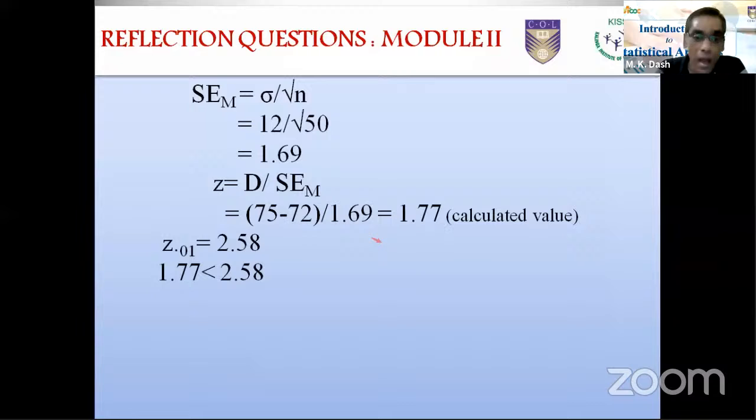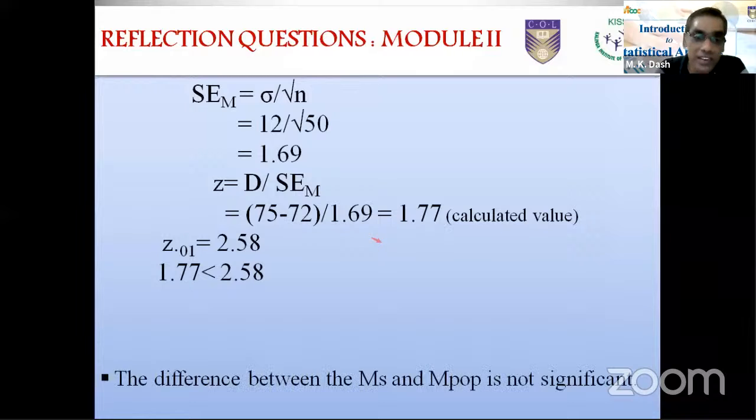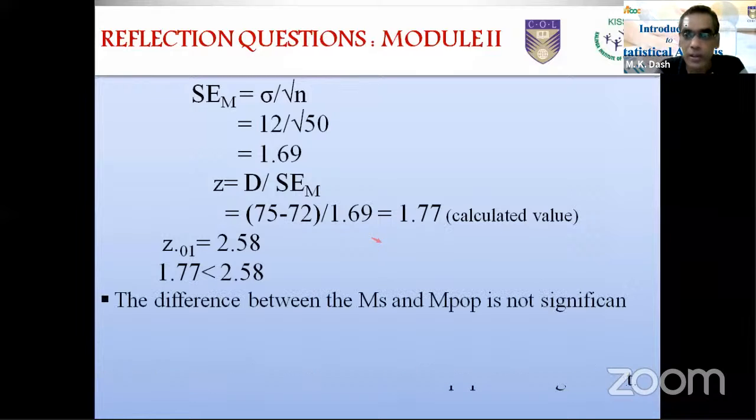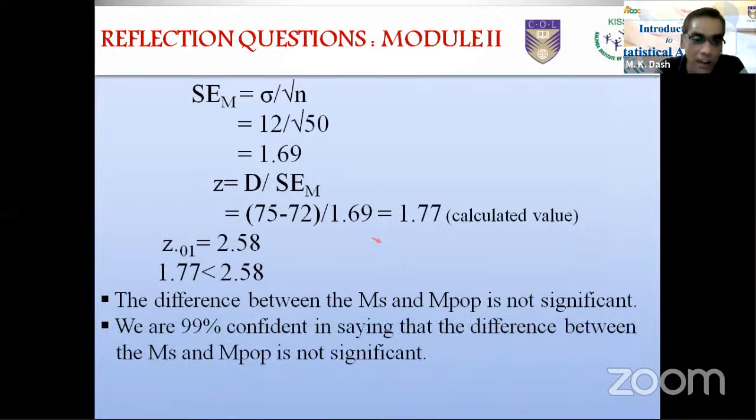Anyway, now see, our calculated value is less than the critical value. If the calculated value is less than the critical value, the difference between the sample mean and the population mean is not significant. Note it. This is the interpretation. So we are 99% confident that the difference is not significant. We may be wrong only in 1%. It means we are taking a 1% risk in giving this statement. The researcher or investigator has the confidence of 99%.